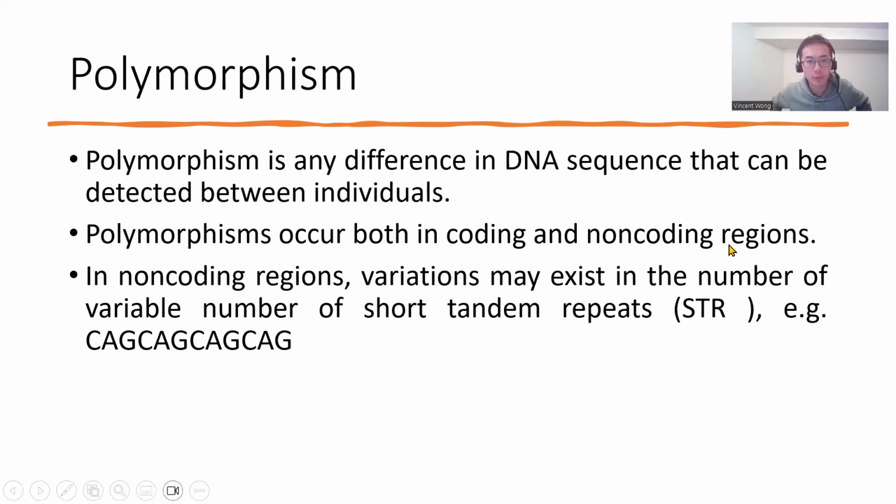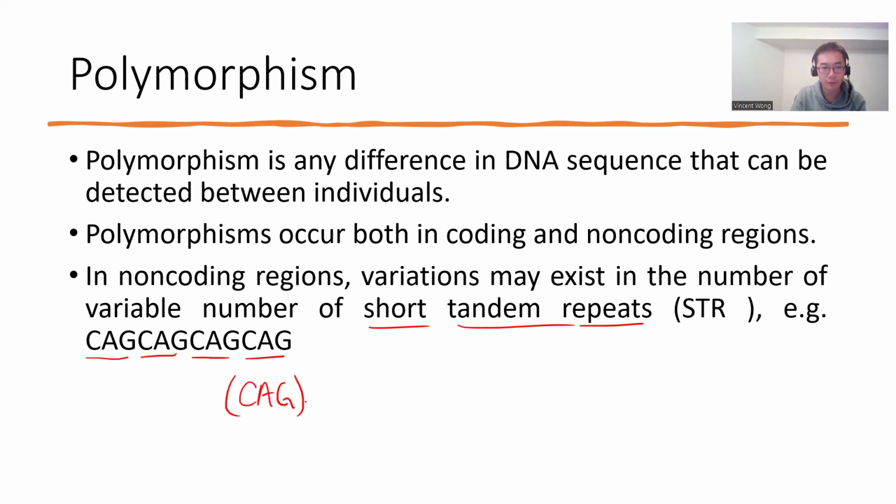Sometimes in the non-coding regions, variation might exist in something called STR, short tandem repeats. Short means a couple of nucleotides long. Tandem means one after the other. So these are short nucleotides that are repeated one after the other. For example, here we have CAG, CAG, CAG, CAG. So it's CAG repeated 4 times. That's how we write it, okay?